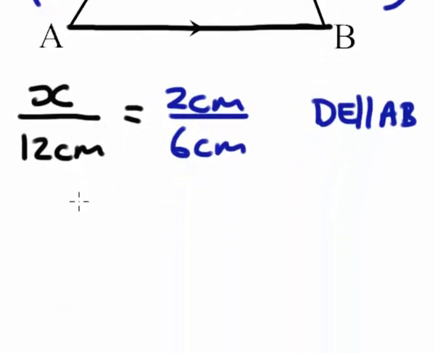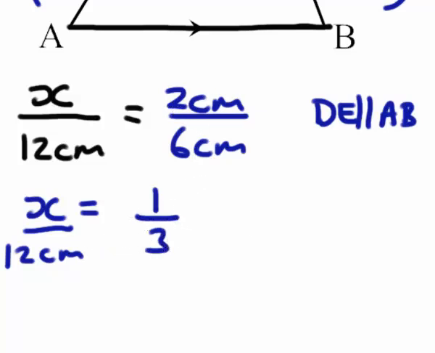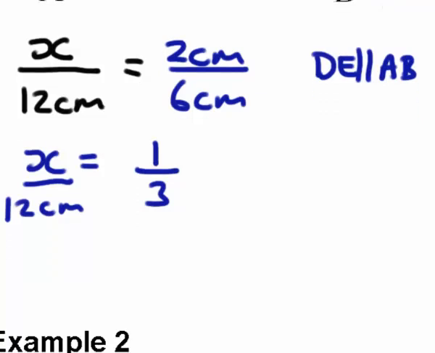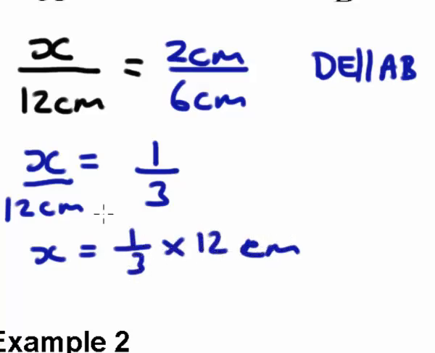Well, let's think about it. Okay, x is equal to, well, let's make it x over 12 centimeters still. The centimeters cancel, and 2 over 6 is a third. So all we do is multiply both sides by 12, so x is a third of 12 centimeters. You're bringing that 12 up here, and a third of 12 is 4 centimeters.